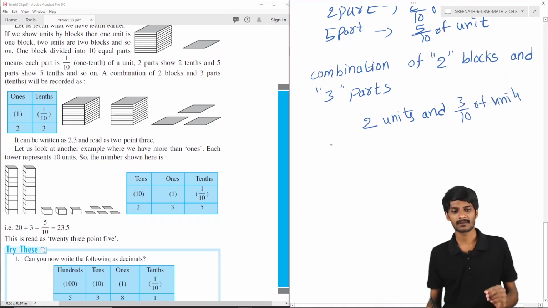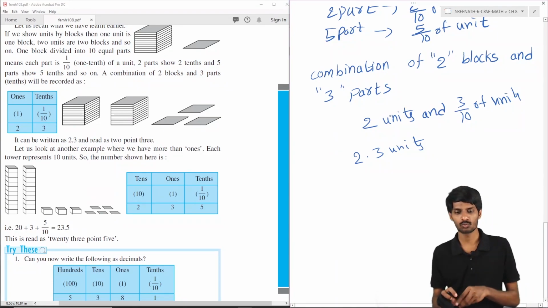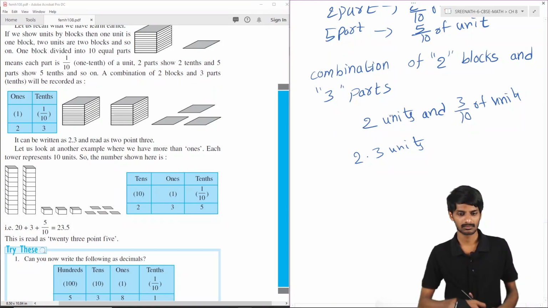Okay, friends. So finally it can be written as 2.3 units. 2 and 3/10 is what? That is 0.3. 2 plus 0.3 is 2.3. Like that, students.